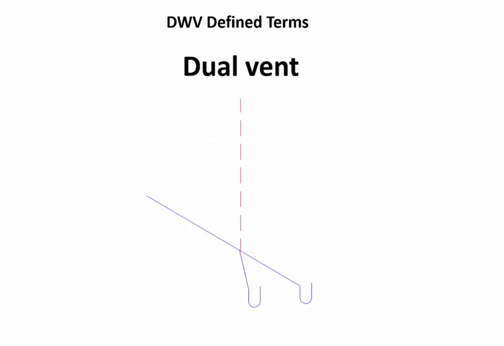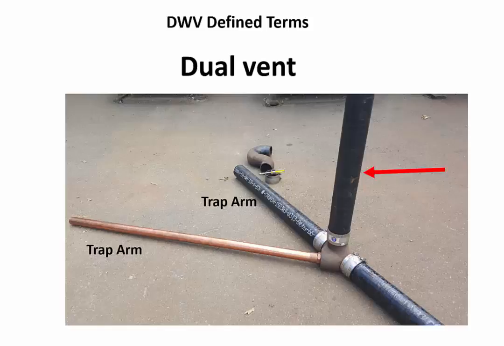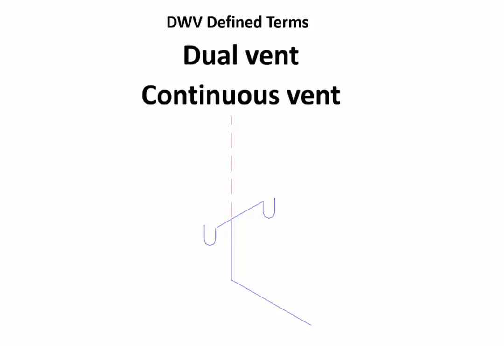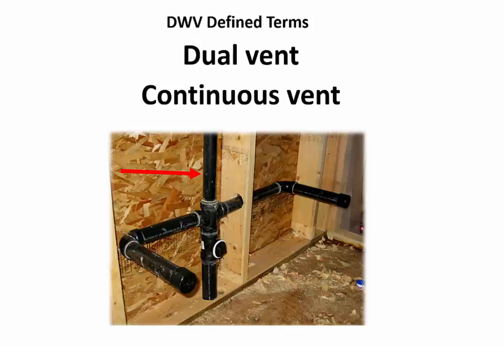Dual vents serve only 2 fixtures and must originate from a single symmetrical fitting. This 3-inch vent is symmetrically connected to the junction of 2 trap arms. Dual vents that originate from a vertical branch can be defined as dual and continuous vents. This dual and continuous vent will serve 2 trap arms from the same double sanitary T-fitting. Note that when sizing any vent that is either individual or dual, the length is not a consideration. Refer to Article 2582, Sentence 2.